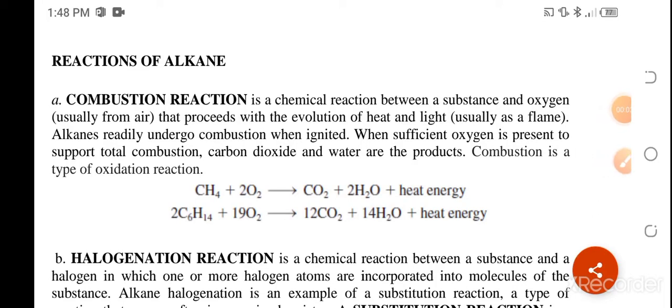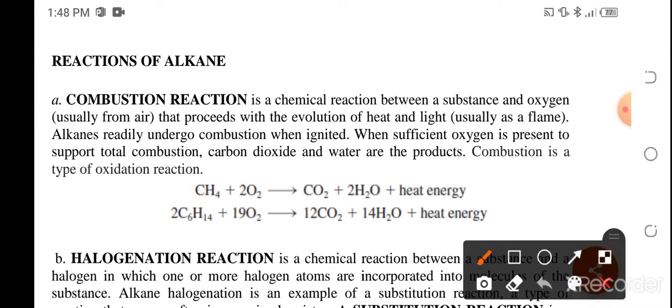Okay, reactions of alkanes. Ano yung mga reactions? Magdi-discuss tayo ng 4 na chemical reaction ng alkane. Una, combustion reaction. This is the reaction between a substance, for this case, alkane, with oxygen. Okay? So, yung oxygen na yan, makikita yan sa air. At palagi ang product niyan ay carbon dioxide, water, and heat energy.